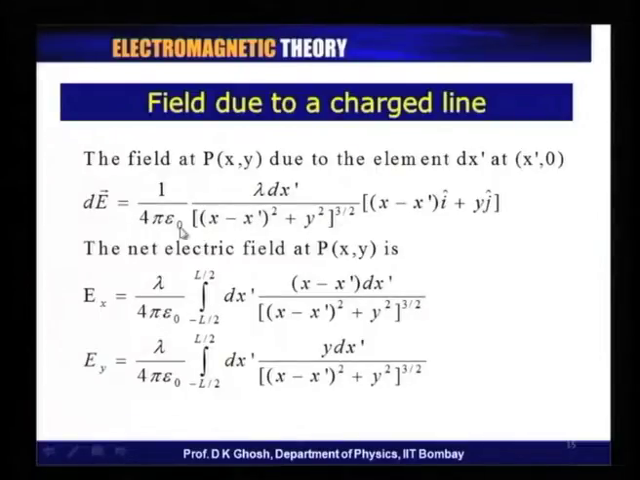So, distance cube is (x minus x prime) whole square plus y square raised to the power 3 by 2, times the position vector here, that is (x minus x prime) i plus y j. So what I have done here is to write down the x and the y component of this electric field. That is simply writing this term and this term separately.